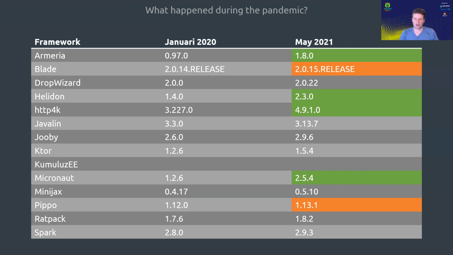For the others, I just could bump the version number and briefly check the documentation to see if there were any improvements I could leverage, for instance, core support being added or something like that. And the two orange ones, Blade and Pippo, they only got a minor and even a bug fix release. So these are, yeah, less vibrant right now.